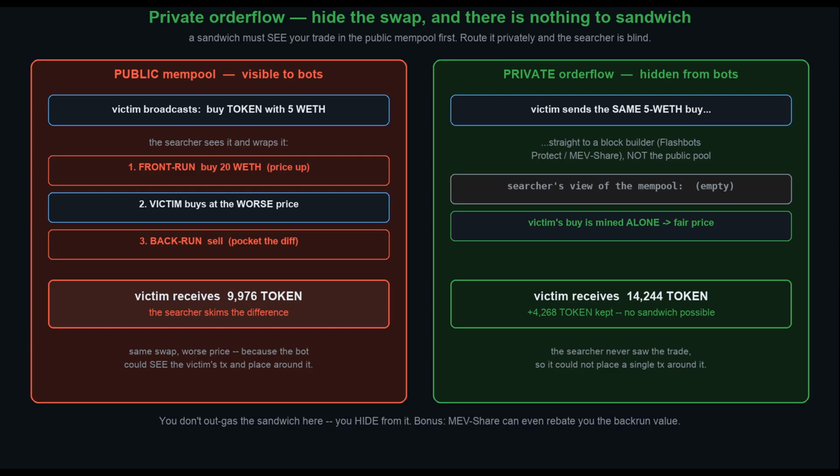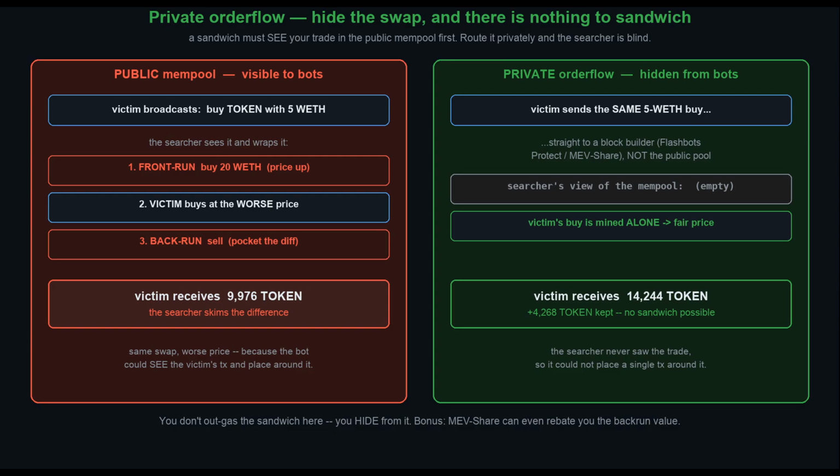Here is the whole defense in one picture. On the left, the public mempool. The victim broadcasts a buy of 5 WETH into the pool. The searcher sees it and wraps it, with a front run buy of 20 WETH to push the price up. Then the victim buys at that worst price, then a back run sell to skim the gap. The victim ends up with 9,976 tokens and the searcher keeps the difference.